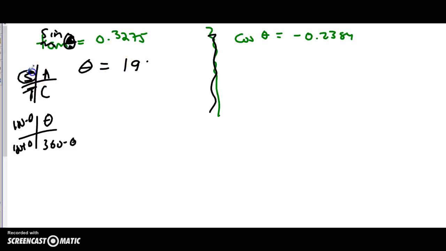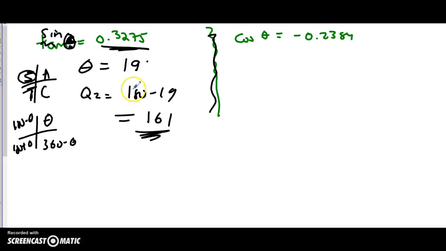My other answer is in quadrant 2. So how do I get to quadrant 2? I just go 180 subtract 19, and the other answer is 161. Throw that in the calculator just to check your work. If I go sine of 161, I'm going to get this answer here. Sorry about the mix-up with the tan and the sine.